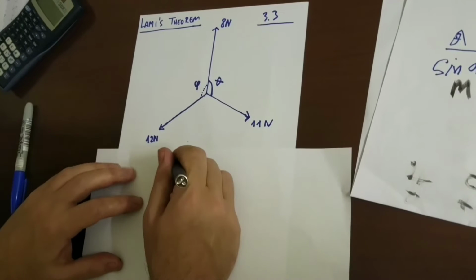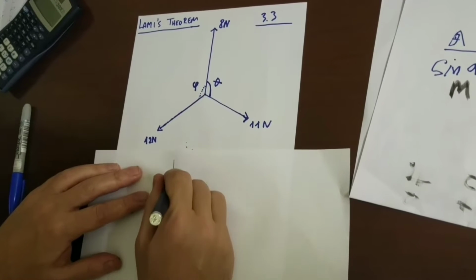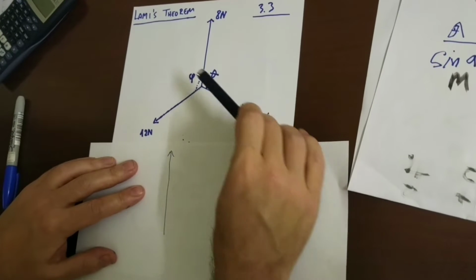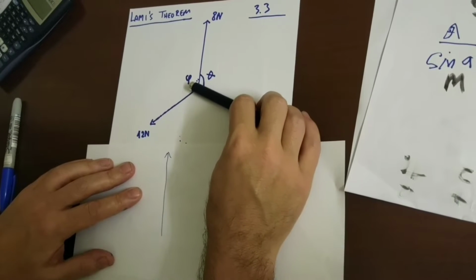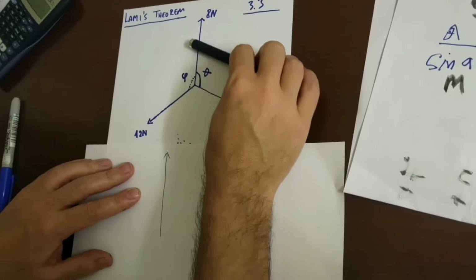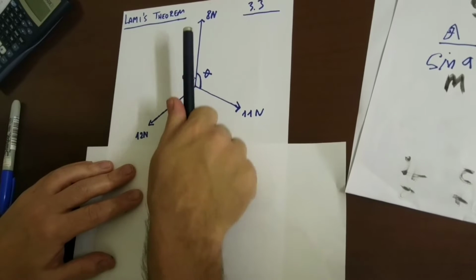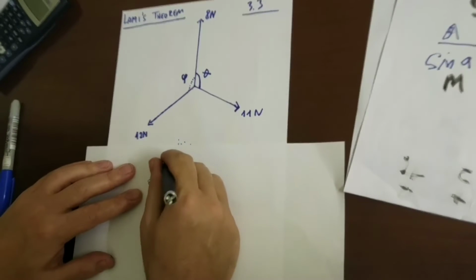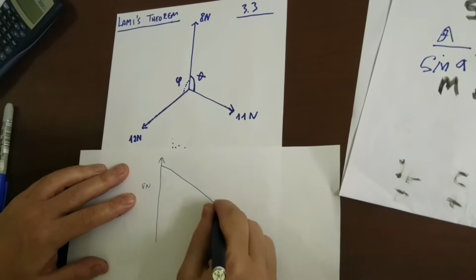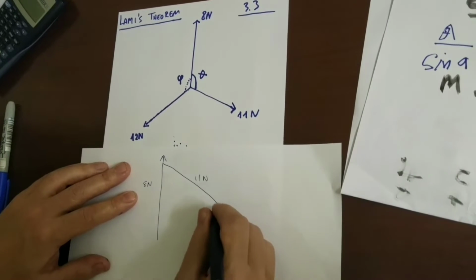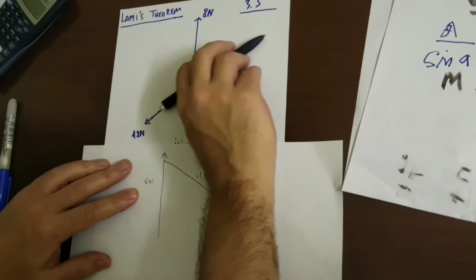So what we're going to do is draw a triangle and use either the sine or the cosine rule, depending on the circumstances. So I'm going to move the 11 up here. So this is 8 newtons. I'm going to keep that the same. And now we've got 11 newtons up here. And then I've got 12 newtons here, so I'm going to move the 12 newtons over here.